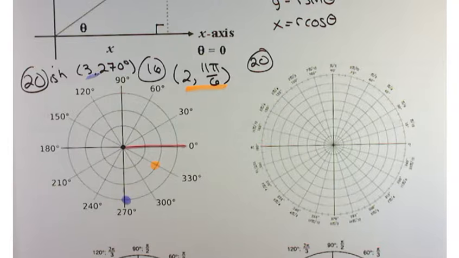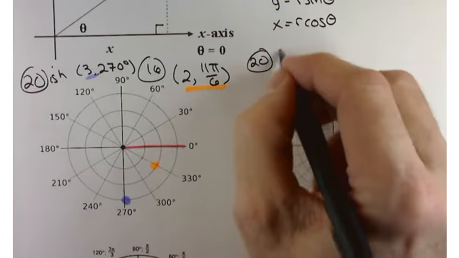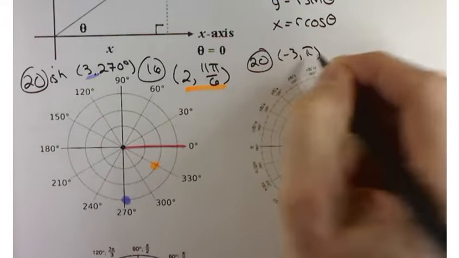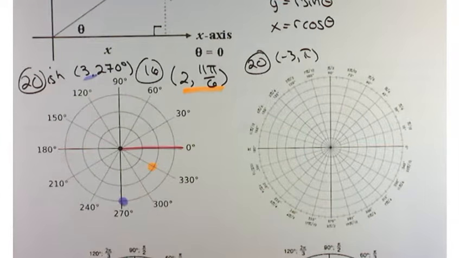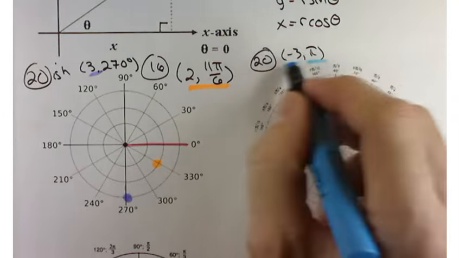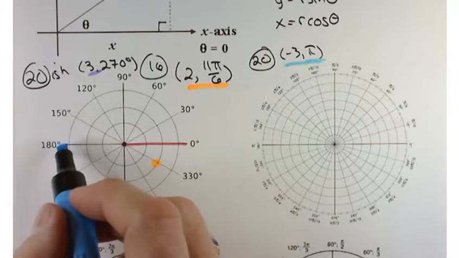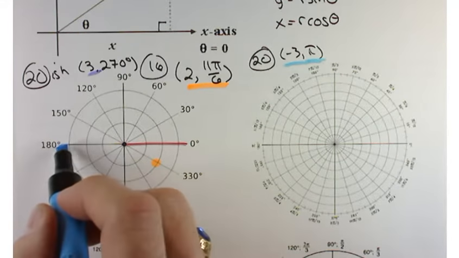Is, at least what I'm seeing, is -3 and pi. And I guess we can use this graph one more time. We'll start by finding the angle itself. So the angle is pi. That puts us over here. And you've got a radius of 3.